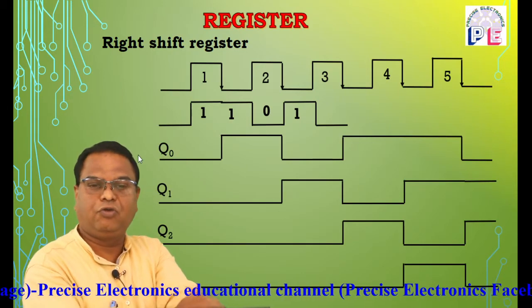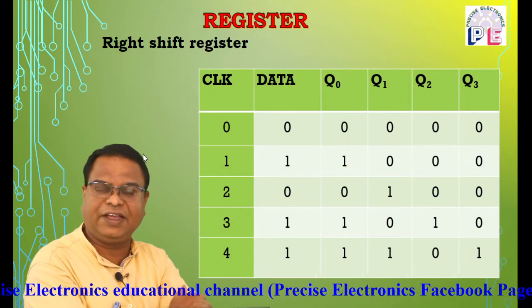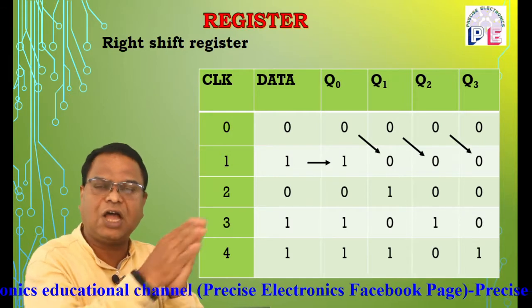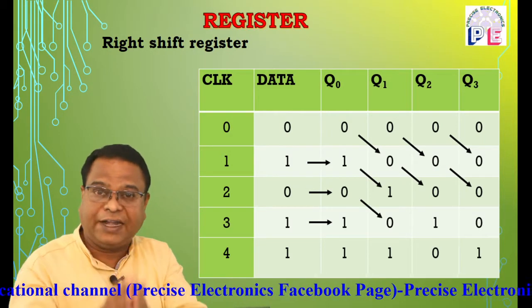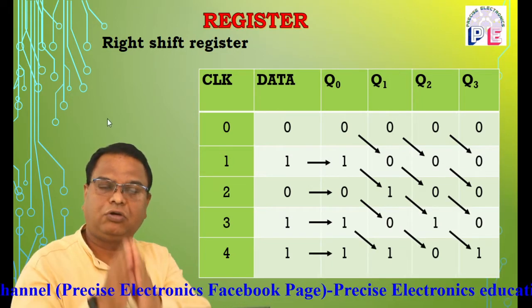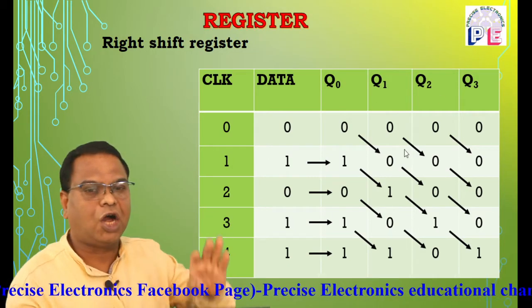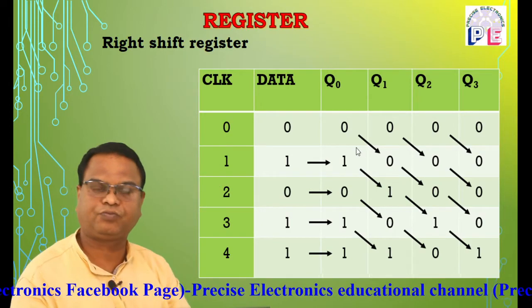Now friends, we are going to study the truth table. From the truth table, it is clear that there is a clock input, data input, and the outputs Q0, Q1, Q2, Q3. Data input is 1, 0, 1. Before applying clock input, all flip flops are made clear. So the output at the initial stage is 0, 0, 0, 0.